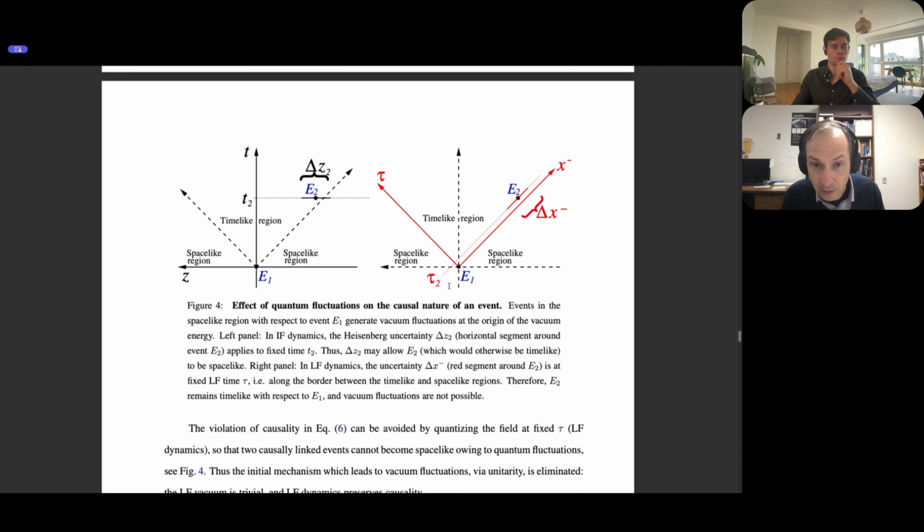So you see the light front time is what we call tau, the arrow pointing at minus 45 degrees to the left. That's the light front time. And then the light front space is what we call x minus. Never mind why it's called x minus. That's the space dimension in the light front. So maybe a way to see what the light front time is, is simply to say it's the time that is defined by the side of the light cone.